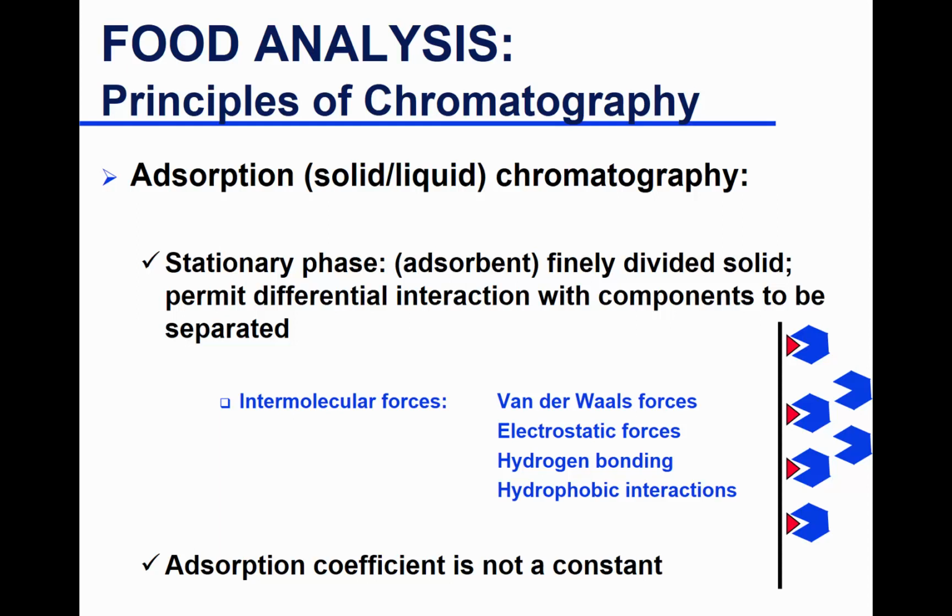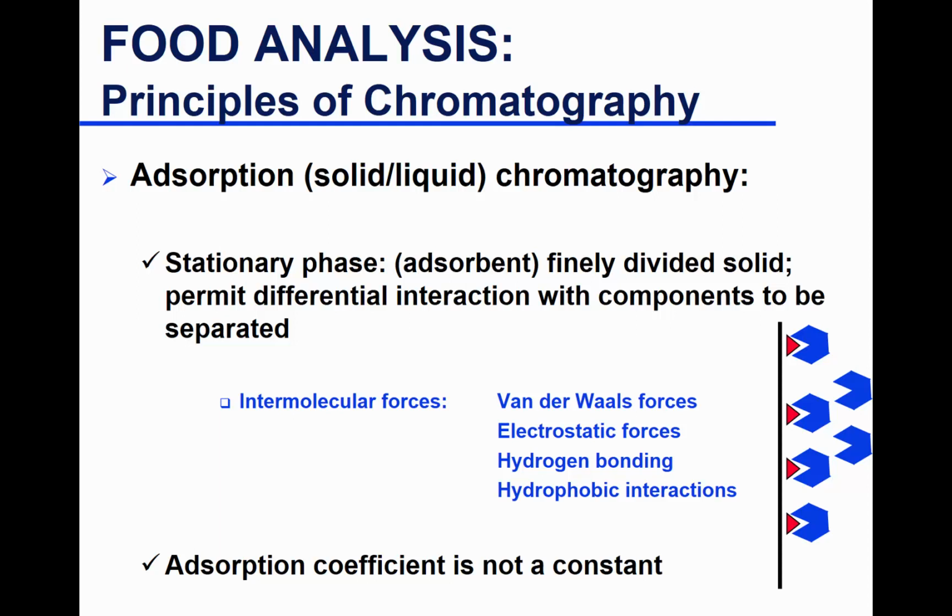Okay. So let's talk more about each one of them. So adsorption chromatography, your stationary phase is solid, your mobile phase is liquid. So your adsorbent, which is the stationary phase, is a finely divided solid, so you have a small particle with a very small particle size. The smaller the particle size, the better is the resolution, and we'll talk more about that later.